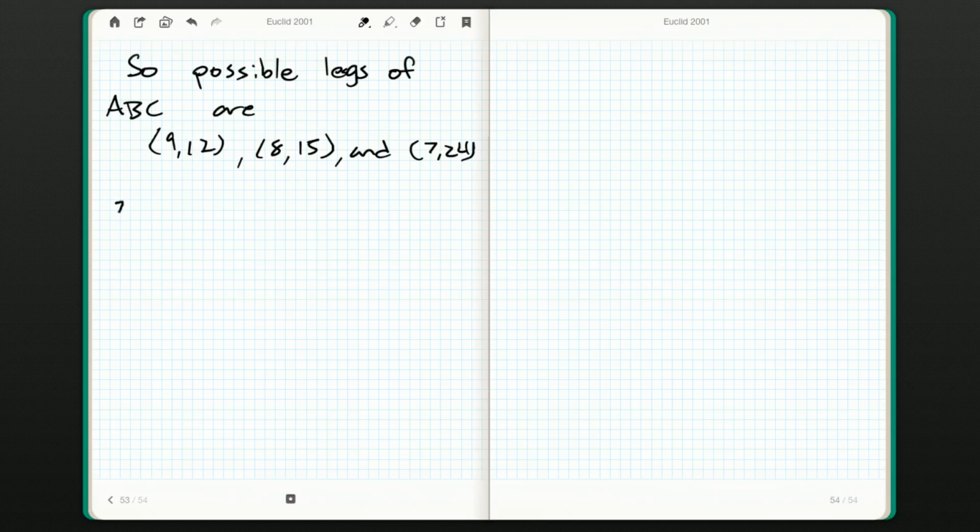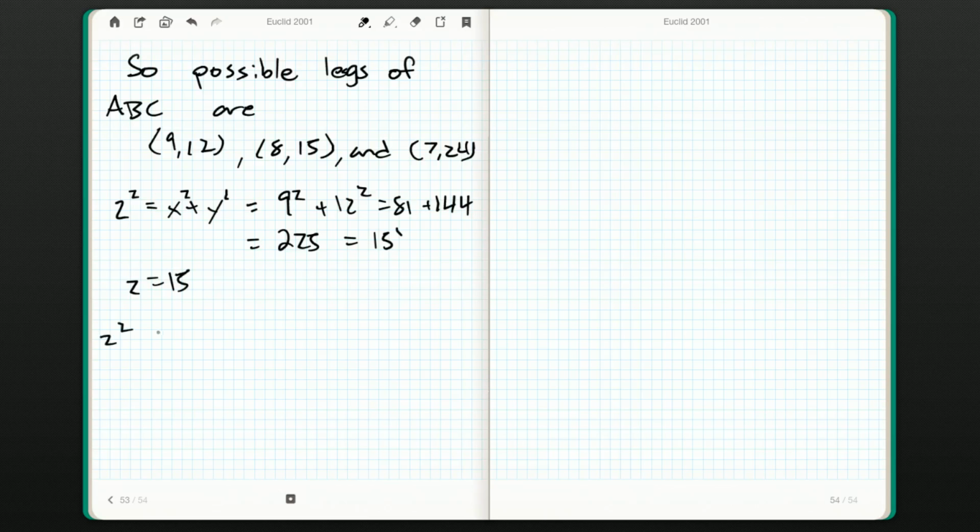So z squared is x squared plus y squared. So 9 squared plus 12 squared. Well, that's 81 plus 144. And that should be 225, which is 15 squared. So z is 15. Or for the second one, if you know your Pythagorean triples, you're going to be okay. 64 plus 225, it's 289, so that's 17 squared.